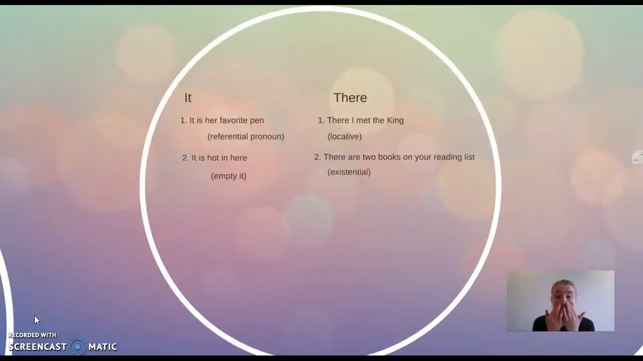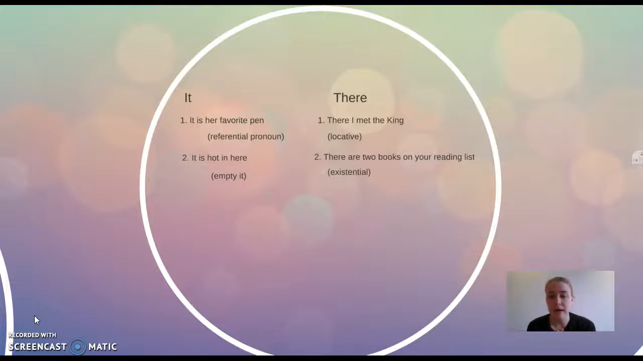And there are different uses of it and there. There are 4 uses of it, but I've only included 2 for now because we're going to work more with this, but not too many points at one time. So you use it if you refer to something. The first one, it is her favorite pen. That's her favorite pen. It is. And the second one, it is hot in here. It's called the empty it. You use it when you talk about weather and things that aren't really touchable.